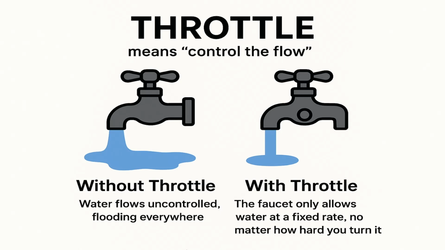Throttle means control the flow. Imagine throttle as a smart water faucet. Without throttle, water flows uncontrolled, flooding everywhere. With throttle, the faucet only allows water at a fixed rate, no matter how hard you turn it.